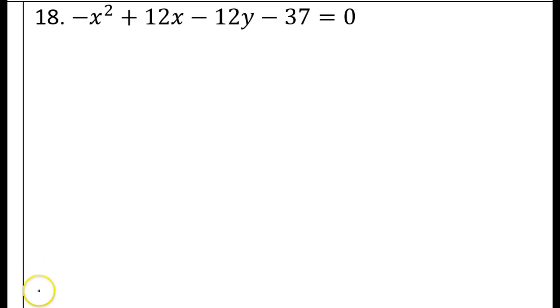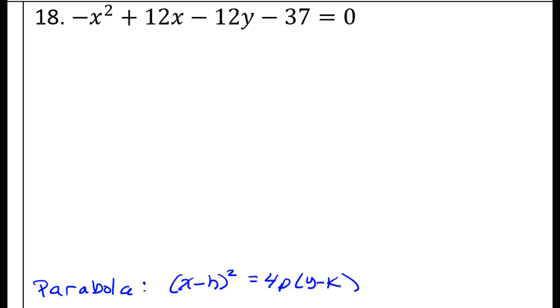For number 18, I can tell that this is another parabola. Again, because only one variable is squared. This time it's the x that is squared. So I know it's going to be this version. x minus h squared is equal to 4p times y minus k, not squared. The x is squared, so the x part will be squared. So this is going to be very similar to the problem I just did.